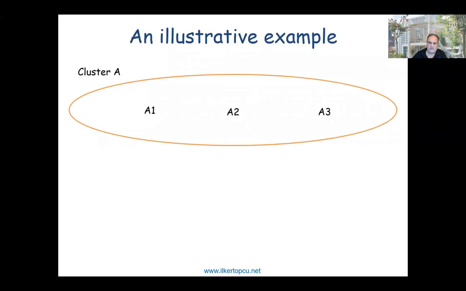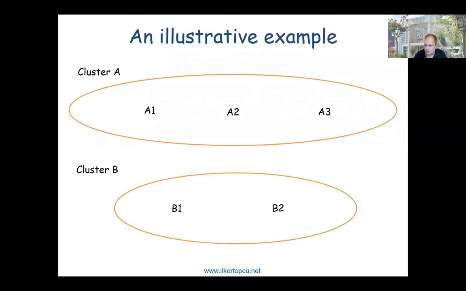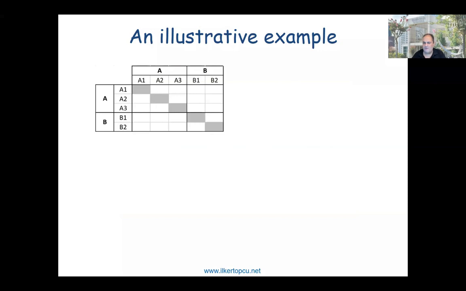So let's see all this stuff in an example. Let's assume there are 2 clusters. In the first cluster, we have 3 elements. In the second cluster, we have 2 elements. And these are the relations. Of course, they are not readily apparent here. You should ask the decision maker by filling this influence matrix.